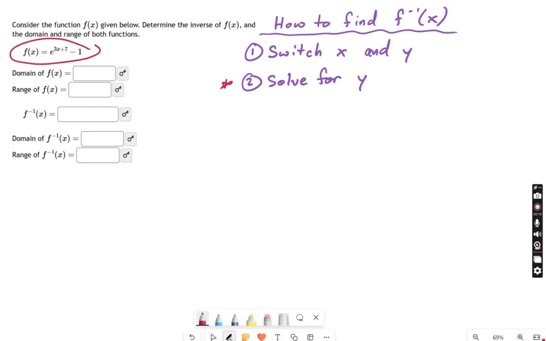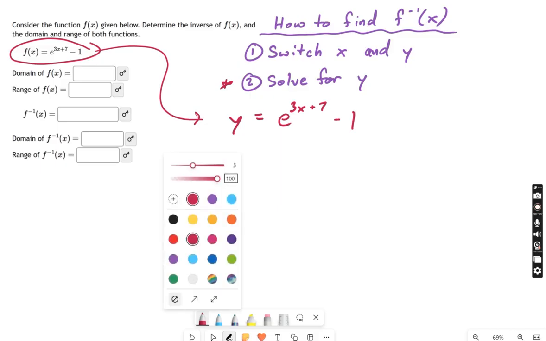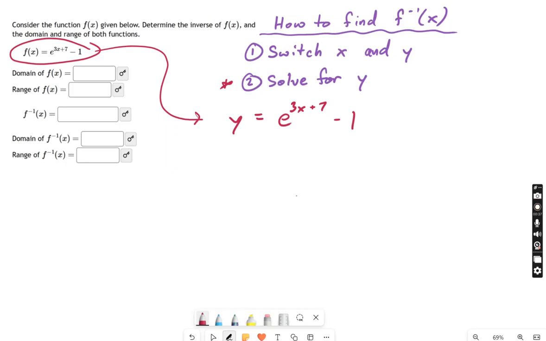I'm going to take this equation that we're using and bring that down over here so we can work on it. And instead of saying f of x, I'm just going to say y. So y equals e to the 3x plus 7 minus 1. Excuse me, I wrote that a little wrong. Let's try that again. e to the 3x plus 7 minus 1. There we go.